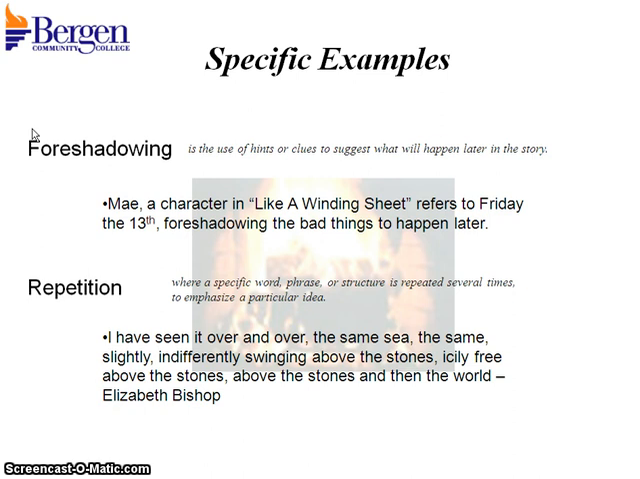"I have seen it over and over, the same sea, the same, slightly, indifferently swinging above the stones, icily free above the stones, and then the world." See, first of all, you see alliteration in here. You can see a lot of other poetic devices that are happening. Go back to your vocabulary that we've just covered and see what you can discover. And then you have the repetition of the words "over and over, the same," okay? Now we have the stones.